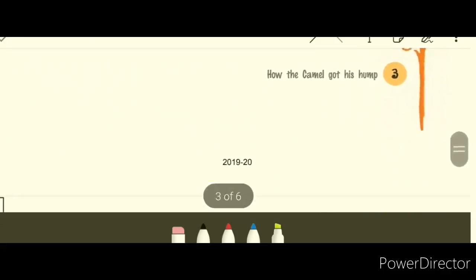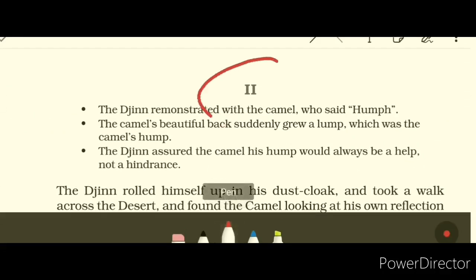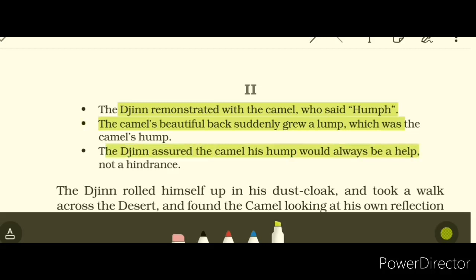Moving on to the next page, the fourth page, which will take us to the second part of the story. And then there is this introductory preface with a few bullets. Let's read them. The first bullet item reads, the jinn remonstrated with the camel, who said, humph. The camel's beautiful back suddenly grew a lump, which was the camel's hump. The jinn assured the camel the hump would always be of help, not a hindrance, something that creates disturbance or problem.